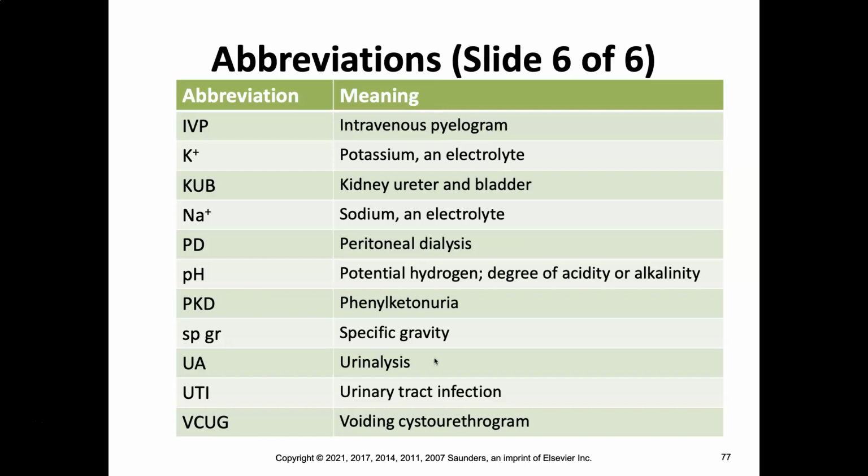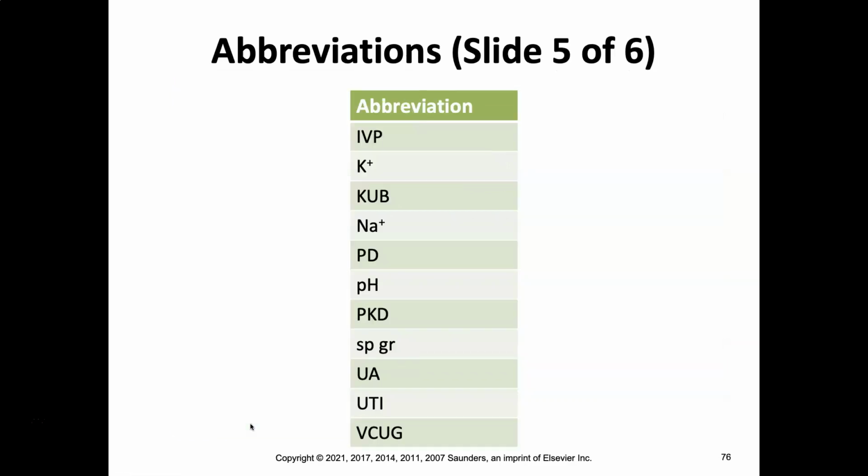pH, you definitely need to know what pH stands for, the degree of acidity or alkalinity, whether it's acid or base. PKD, you may hear of, although I thought that was PKU. I'm going to argue that this is a slide error and that this one should be PKU, not PKD. I think that's an error on the slide by the publisher. UA for urinalysis, oh, that's very, very common. So you want to know UA and UTI. Again, if you're working in radiology, you'll probably see VCUG commonly used.